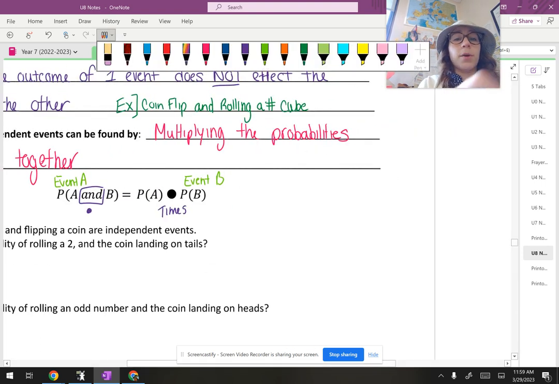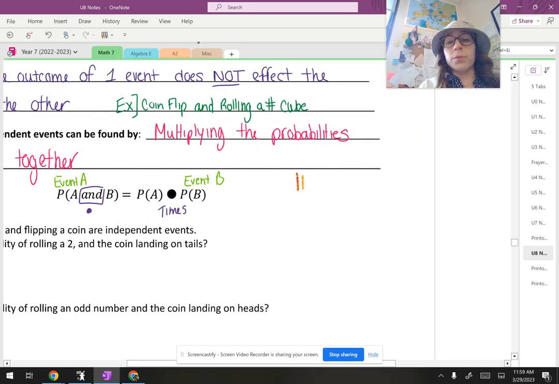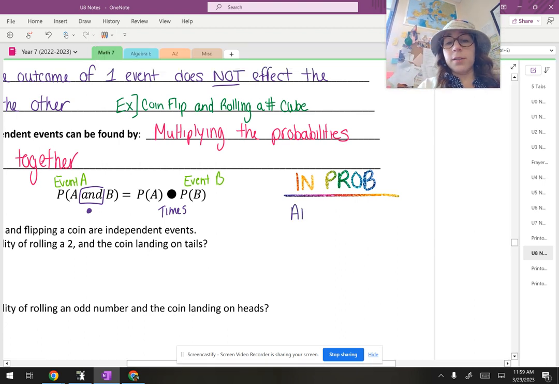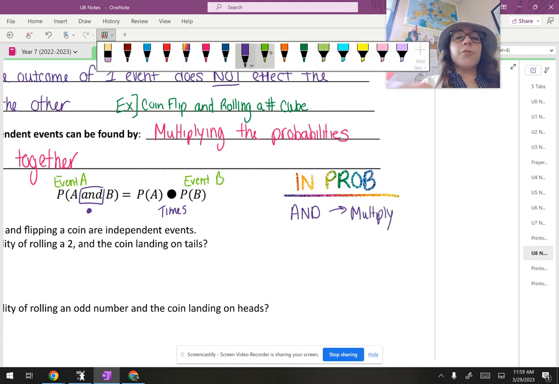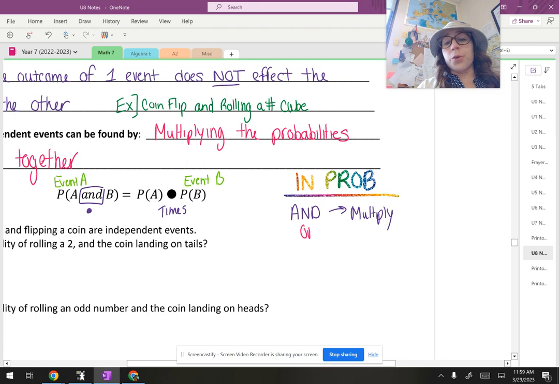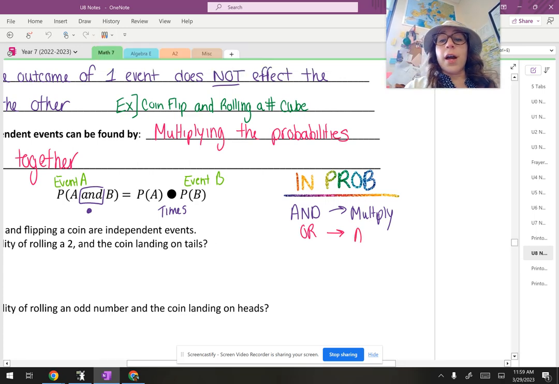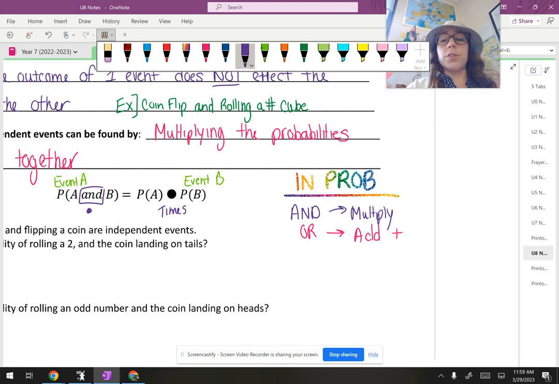When we're looking at probability, and for probability only, it's different when it's not probability. In probability, when you see the word and, that tells you to multiply. Different from when we see the word or. When we were seeing those questions that asked us for the probability of picking red or green, that told us to add. So just keep those two differences in mind.